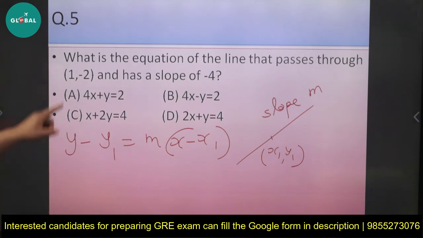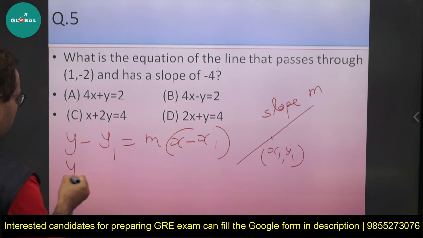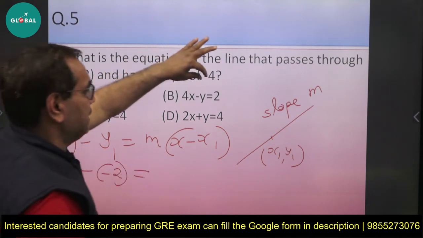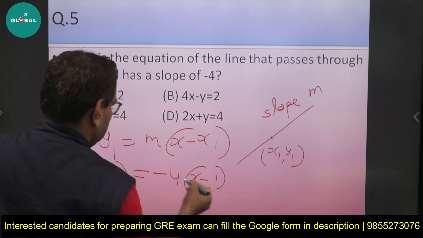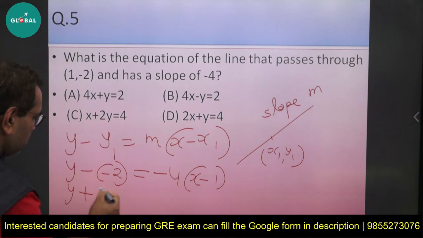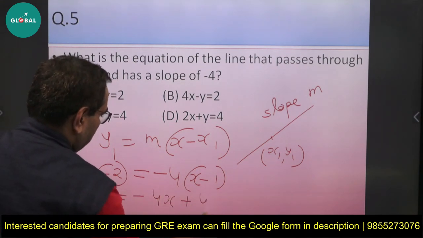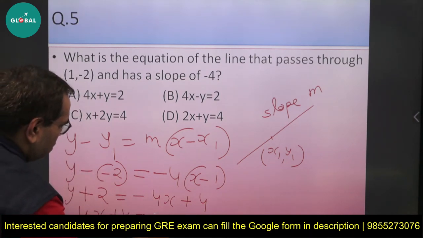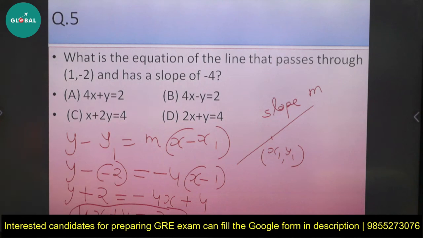So here this is the point 1 comma minus 2. So x1, y1. So y minus minus 2 equal to slope minus 4, so minus 4 into x minus 1. So y plus 2 equal to minus 4x plus 4. So we get 4x plus y equal to 2. This is the required equation of the straight line. So A is the right option here.